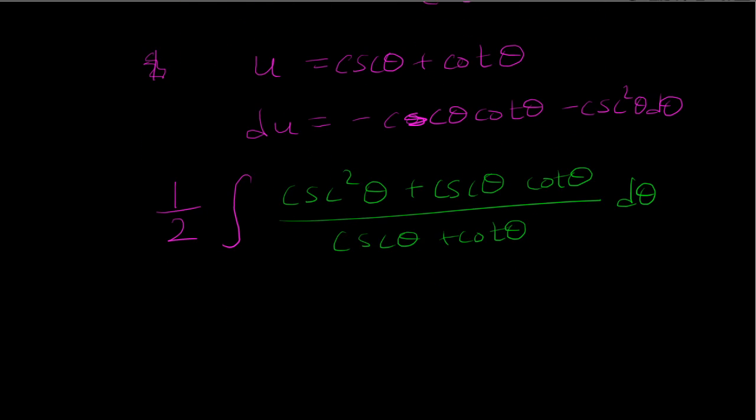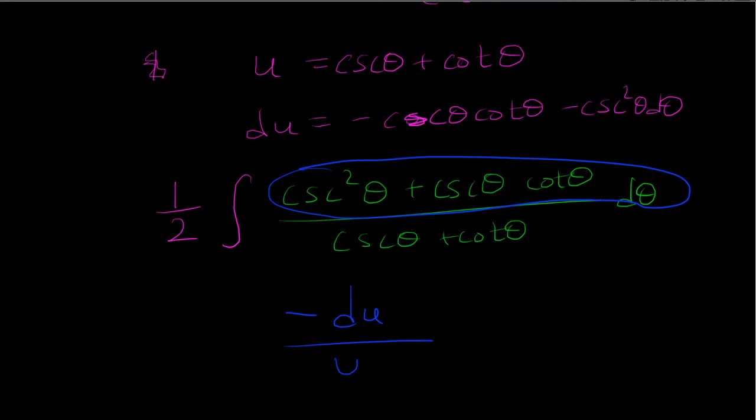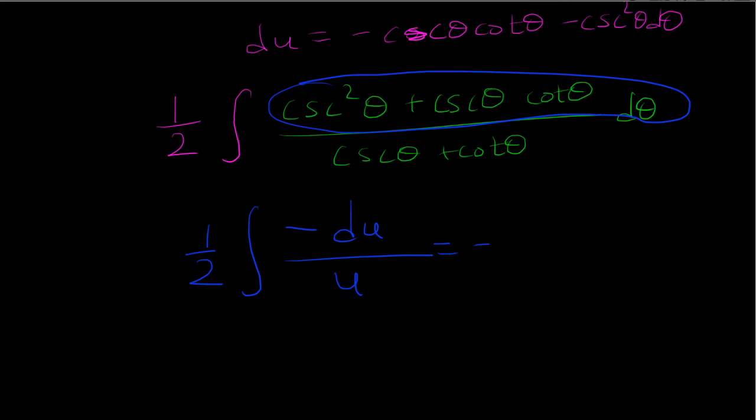And notice that at the top now, this whole thing is du, but with the opposite sign. So I can replace that with negative du, and on the bottom we'll just have u. And so this will just be the negative 1/2 ln of the absolute value of u, which is ln of cosecant plus cotangent.